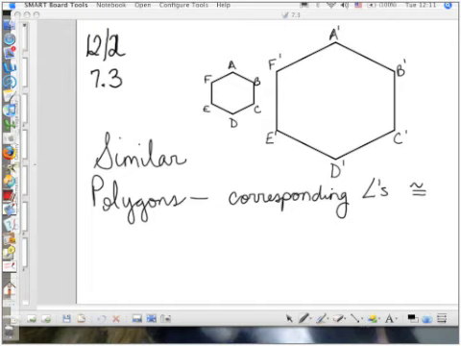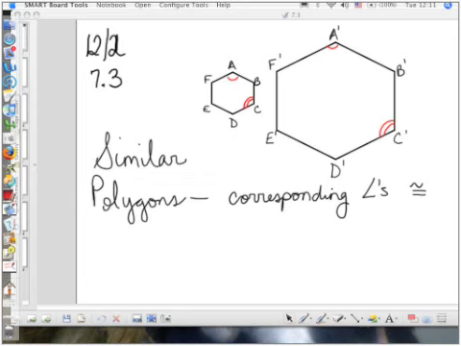Since in similar polygons the corresponding angles are congruent to each other, angle A here has the same measure as angle A prime. Angle C, I'm skipping around, but just to get you to, wait, I did that wrong. Angle C would be congruent to angle C prime. We could go on and label it, but I think you get the gist of it. So the first thing is that corresponding angles are congruent to each other.